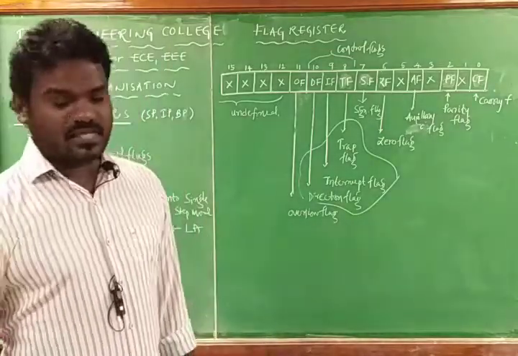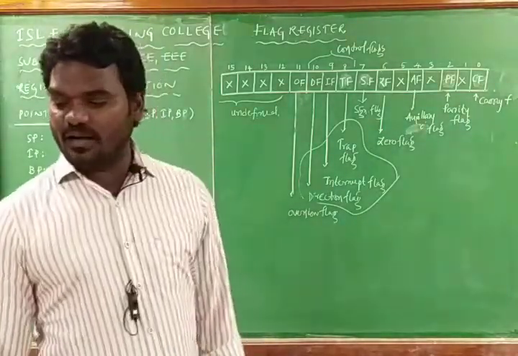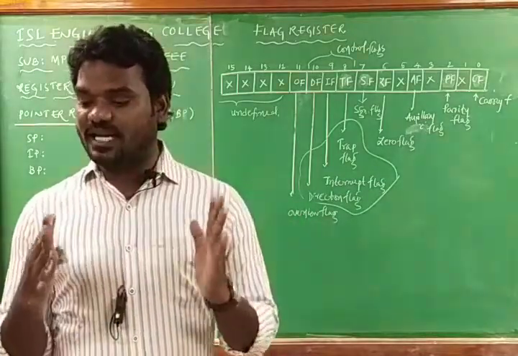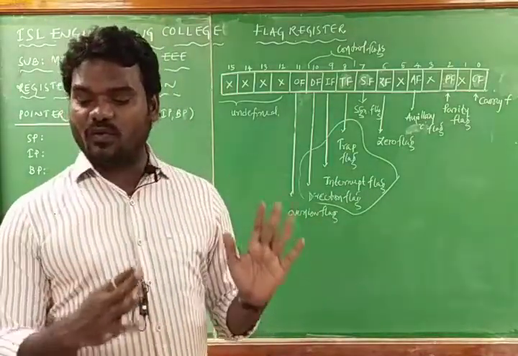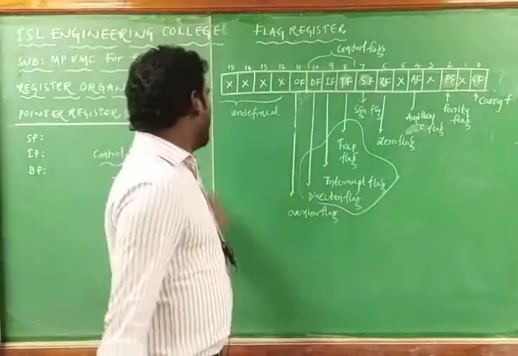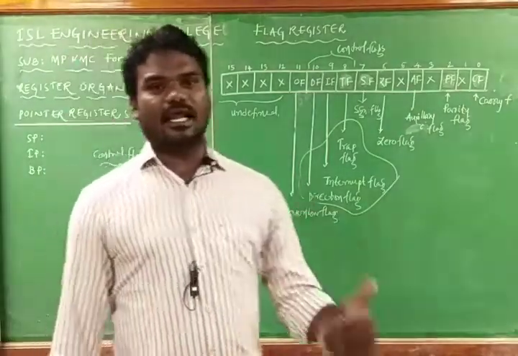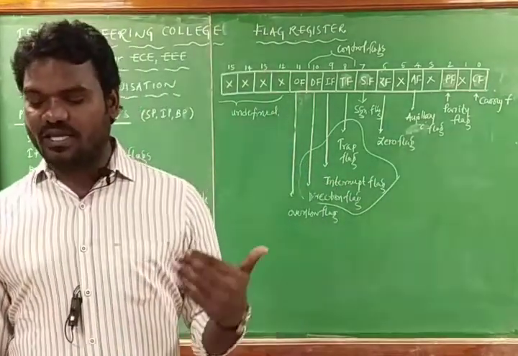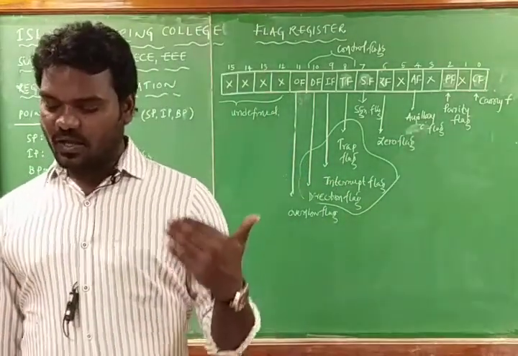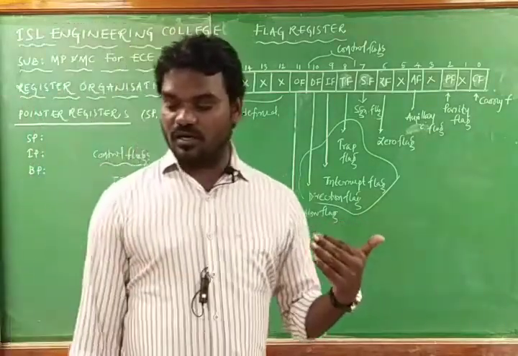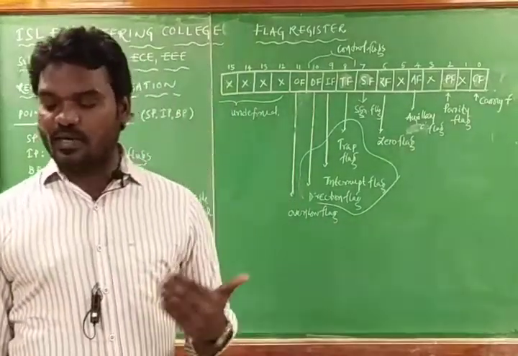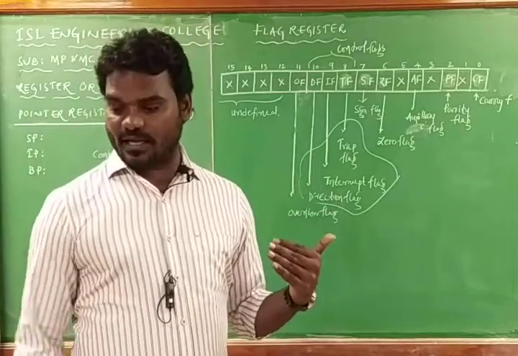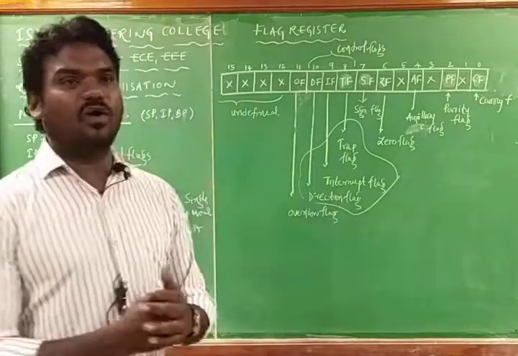Then sign flag. Sign flag is nothing but when the arithmetic or logical operation result is negative, then that is set to 1, otherwise it is 0. If you get a negative result, then that is set to 1, otherwise it is set to 0. Most of the cases it is reset to 0 only. The sign flag is most probably 0 only, since we cannot get negative numbers in the binary case. So the next one is the overflow flag.